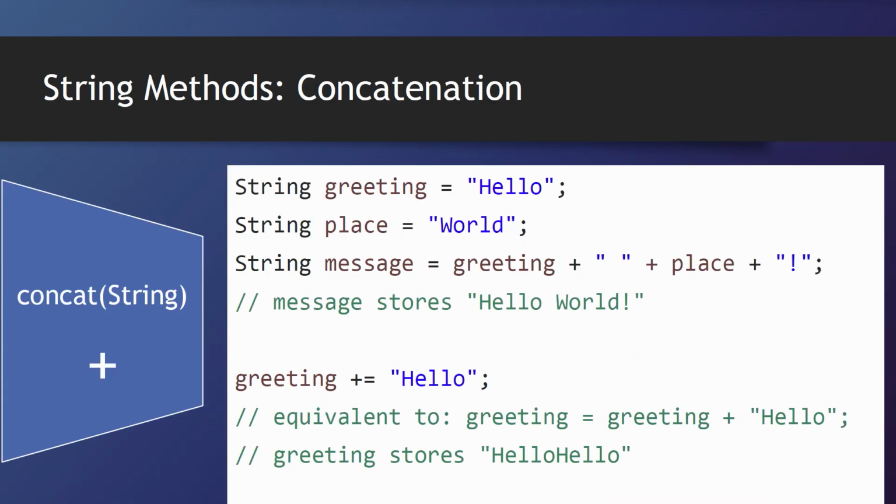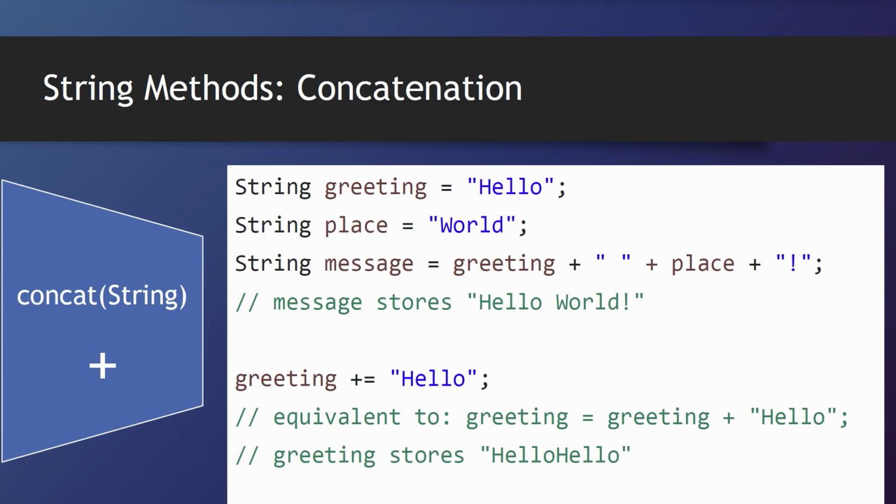To concatenate strings means to join them together. You can do this with the concat method, but it's most common to see the plus sign operator used. When this operator is used with strings, it performs concatenation instead of numeric addition. You can also use the plus equals operator to concatenate a string and then store it back into the same variable.